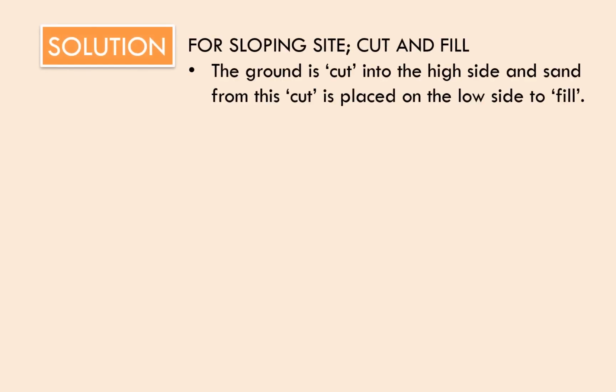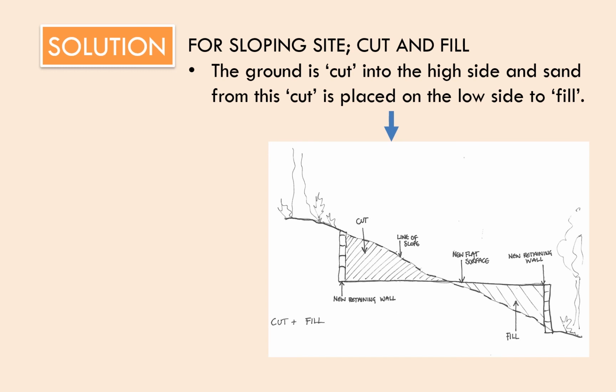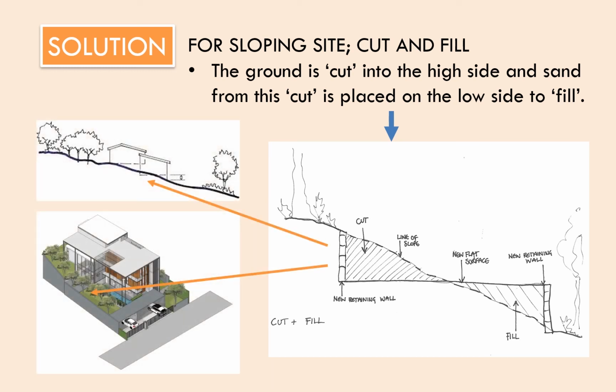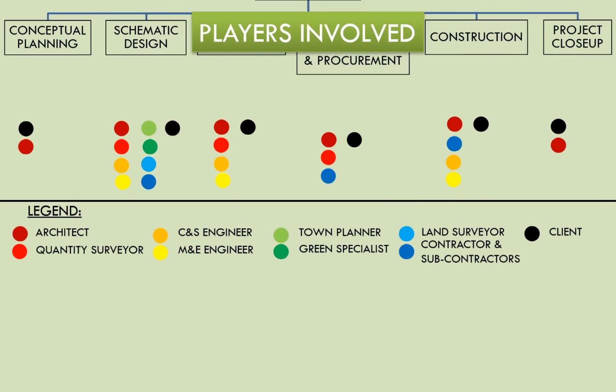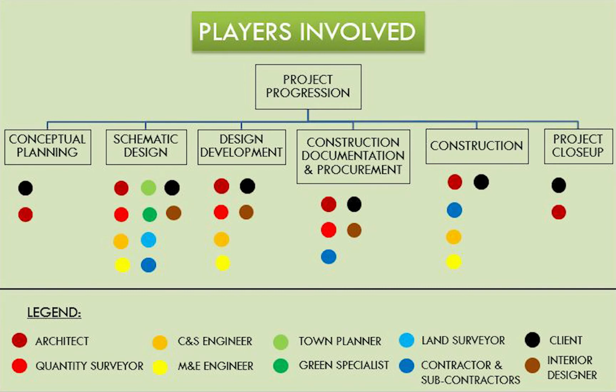The most crucial part of this project is the fact that it has a sloping area. The solution for the sloping side is to cut the high side and fill the lower side using the sand cut from the high side to form a new even horizontal surface. To conclude, these are the players involved and the phases in which they contribute to the development of the bungalow.